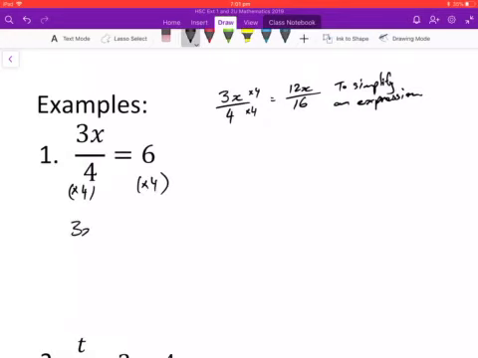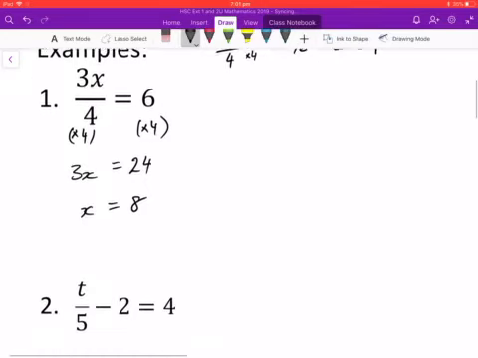So 4, and you're left with the numerator, which is 3x. 6 times 4, of course, is 24. Then we're going to divide by 3, and so 3 times what is 24? Well, x equals 8. And so in this case, we're saying, what's the value of x that will solve 3x on 4 equals 6? There's only one. The value is x equals 8.